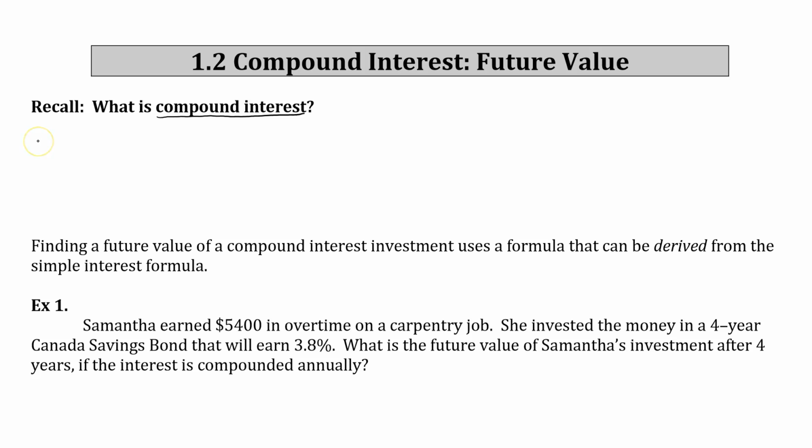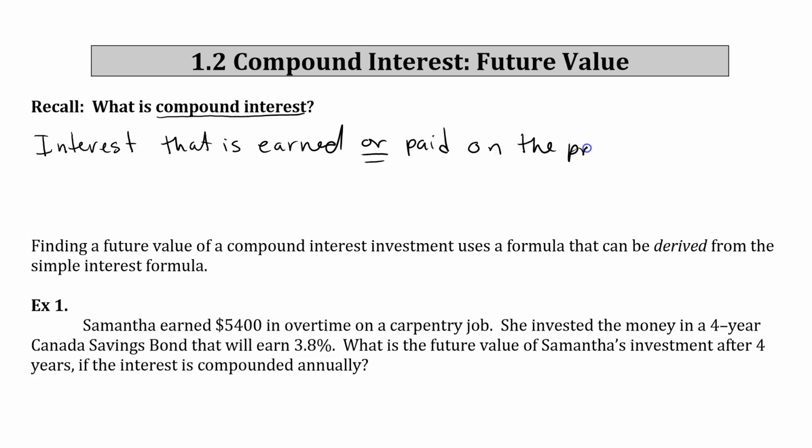So compound interest is interest that is earned or paid. Now in this unit we're just talking about investments, but in the next unit we're going to be talking about borrowing money as well. So that is earned or paid on the principal plus the accumulated interest.